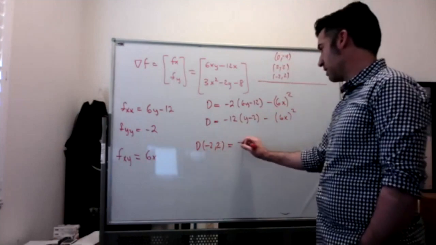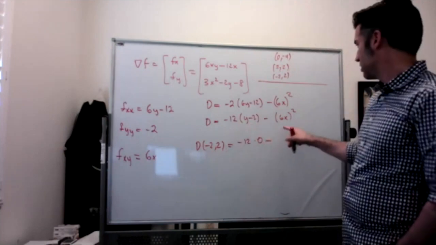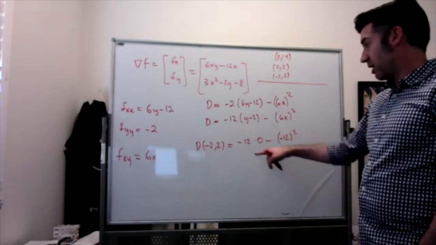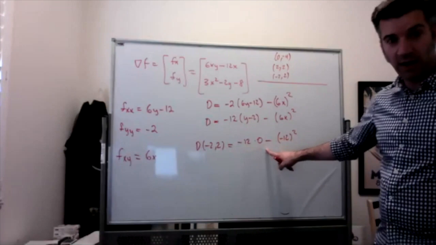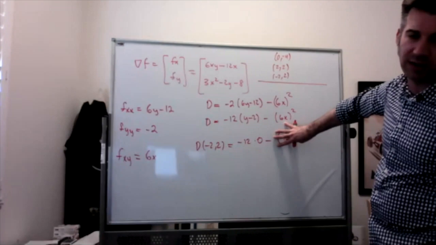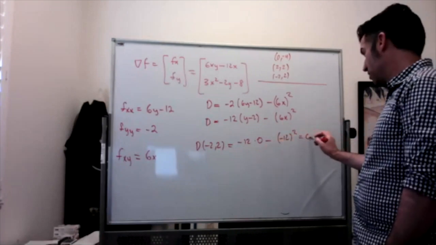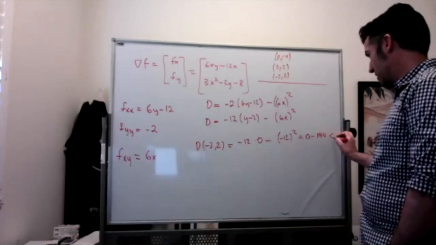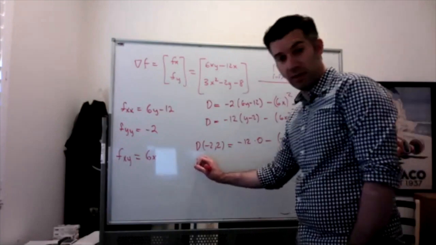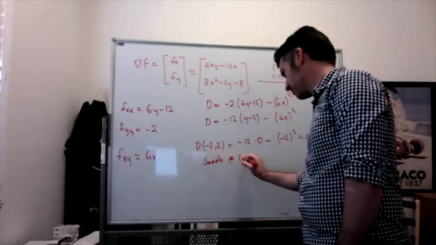So I'm going to get negative 12 times y is 2. That's going to be 0. Minus 6 times negative 2 is negative 12 squared. And 0 minus, so be careful here, right? A negative number squared is positive. Whatever is over here, if it's squared, it's going to be positive, unless it's 0. It's 0. But you've got minus some positive numbers. This is going to be 0 minus 144, which is negative. And if your D is negative, what do we have? We have a saddle at negative 2, 2.